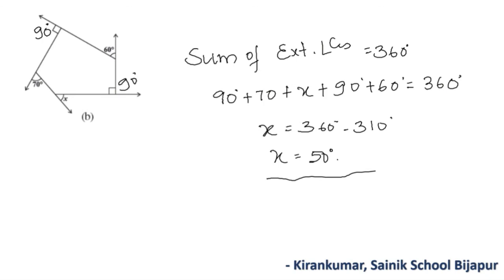Next question. Question 2. Find the measure of each exterior angle of a regular polygon of 9 sides. There are two methods here. I'll be telling one of the questions. I prefer solving the second one. Here n is equal to 15.